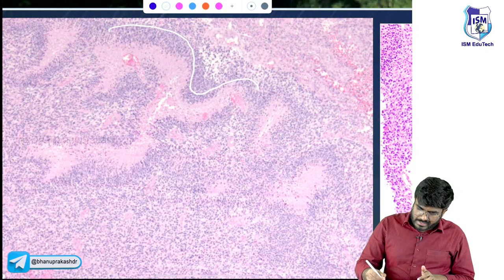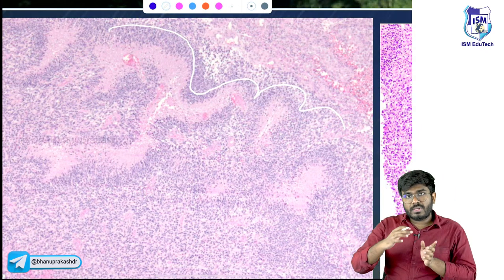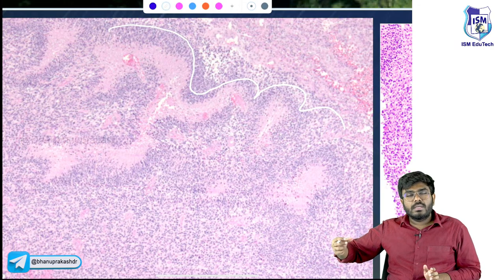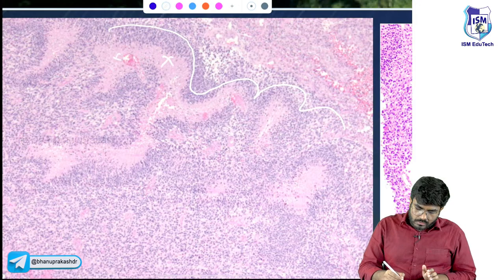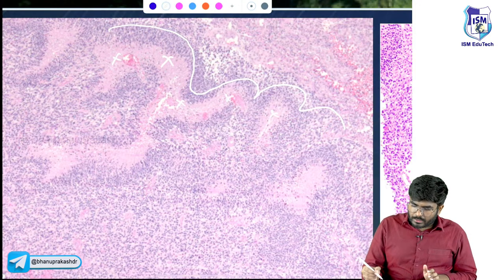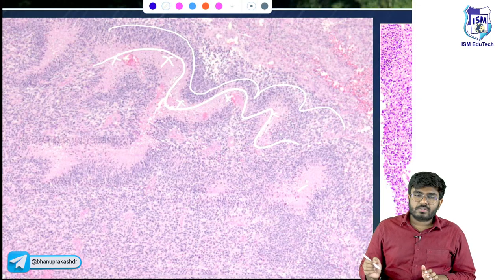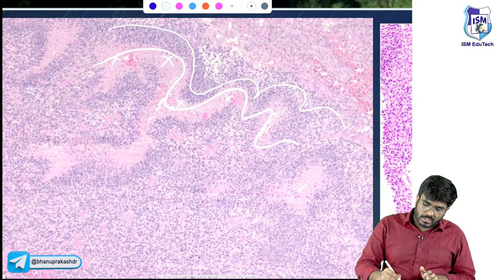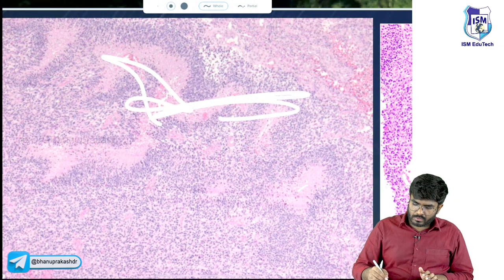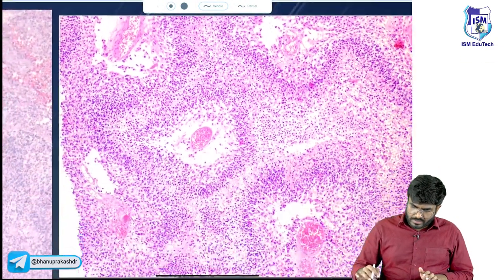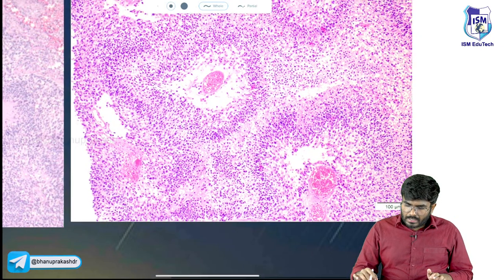First, this is a pseudopalisading arrangement. The tumor cells are arranging like a picket fence. There is also necrosis. Central necrosis is occurring, in the shape of a snake, so this is called serpentine necrosis. So pseudopalisading tumor cells, and next, serpentine necrosis is seen. Okay, serpentine necrosis. And what else, sir?